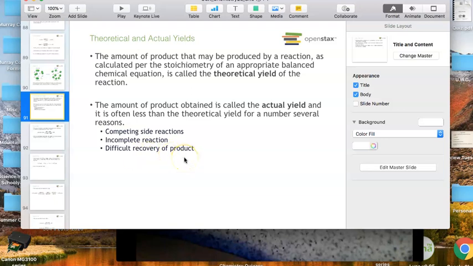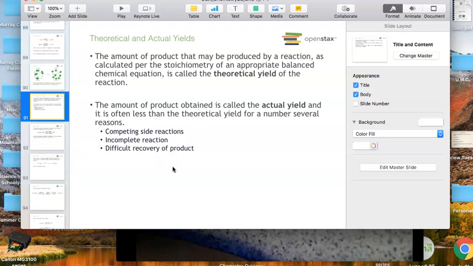You can spill some of it if it's a solid. Sometimes you're weighing it out, and if it's very dry, it can hop out of the little dish that they're using. So there are a lot of different reasons why the actual yield and theoretical yield are usually not the same value.